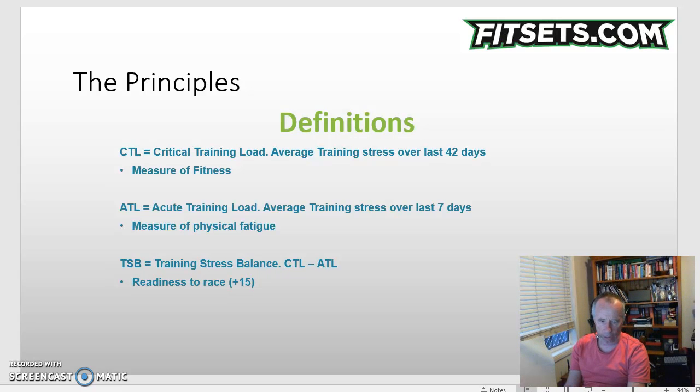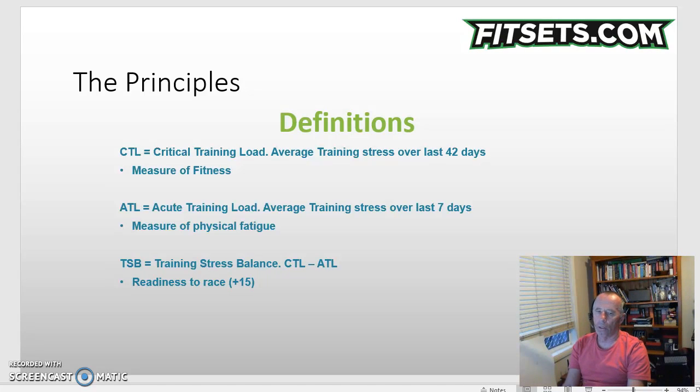We spoke briefly in the session around CTL, ATL, and TSB. I'll quickly revise those. CTL is critical training load. It's essentially the training stress accumulated over the last 42 days. And we see that as the measure of fitness. So over 42 days, generally you're building up your base. If you stop training, it would take some time for that training to be lost. So we see that accumulation as your measure of fitness at that point in time.